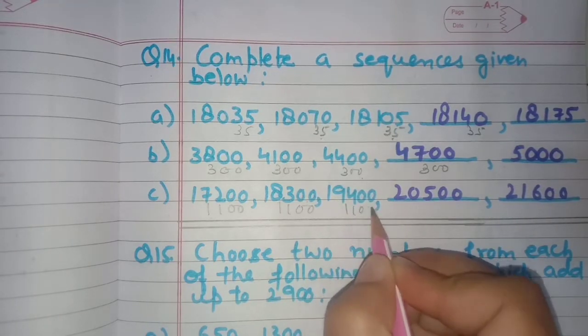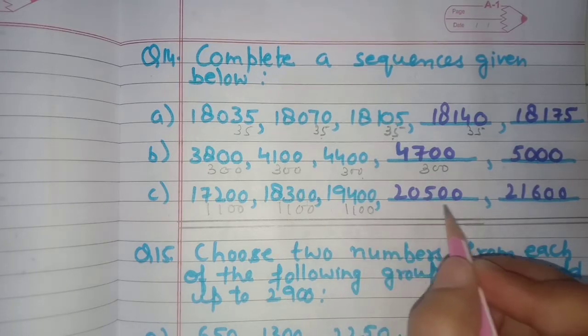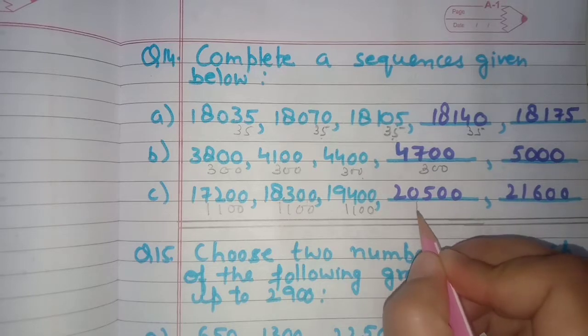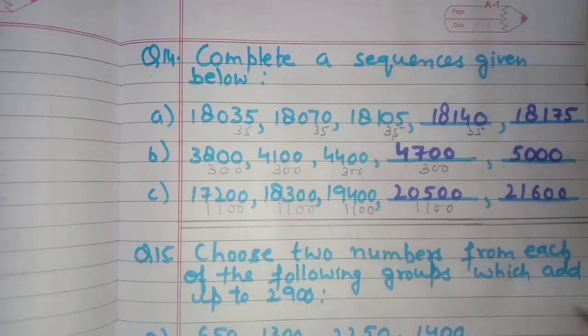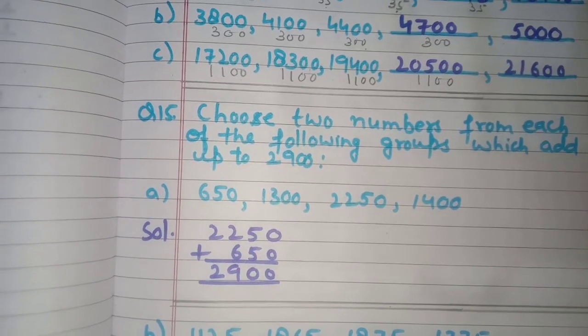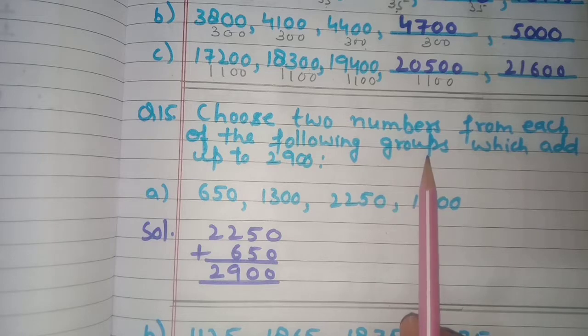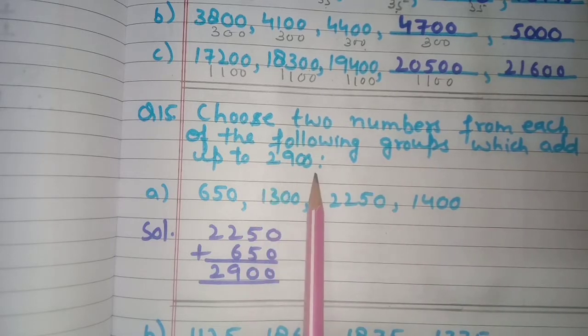Again, we will add 1,100 to this number and we will get 20,500. When we add 1,100 to 20,500, we will get the next number, that is 21,600. Now next, question number 15. Choose two numbers from each of the following groups which add up to 2,900.